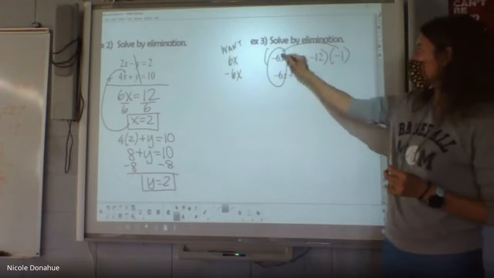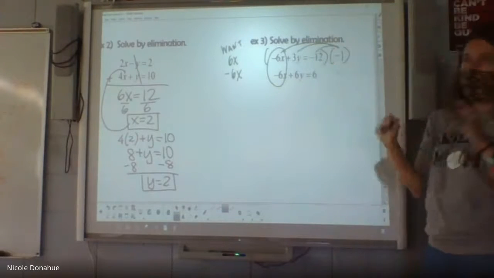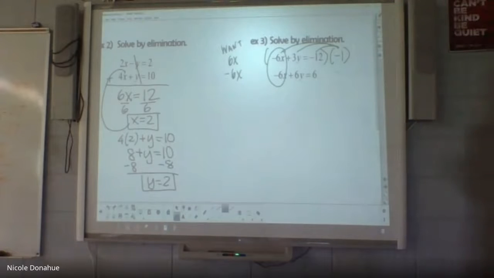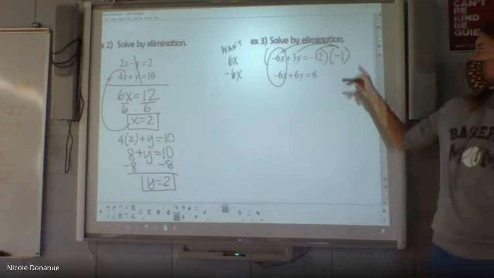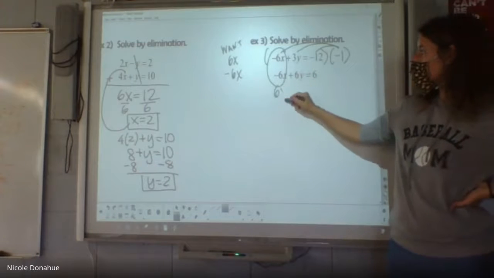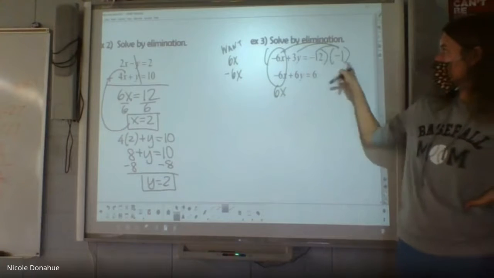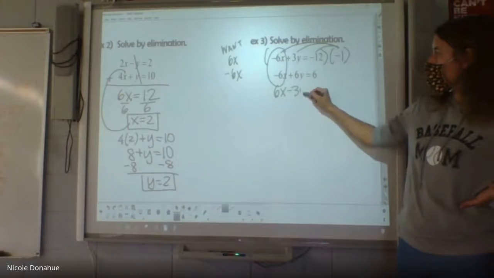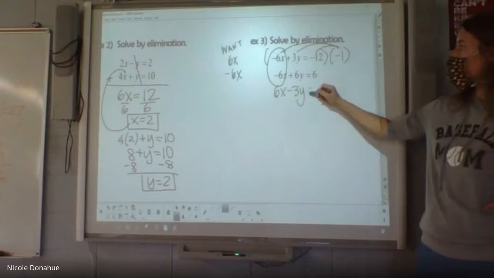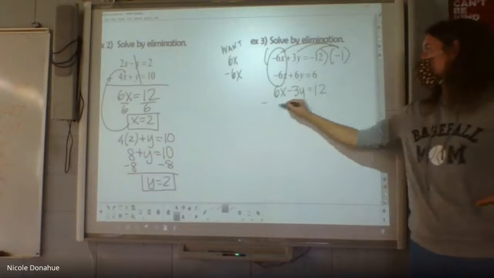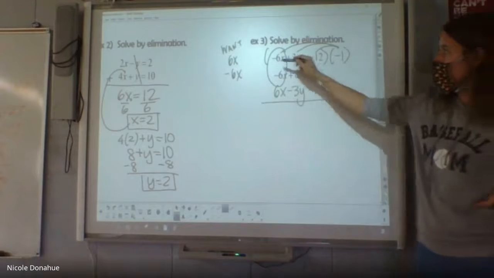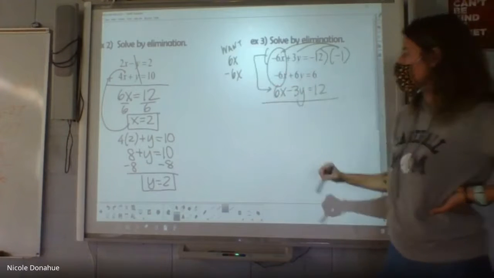But we have to change everything, not just that value. You have to change the whole equation, otherwise it's no longer equivalent. This is going to be a positive 6x, that top one, a -3y, and then a positive 12. So I just rewrote this equation down here.